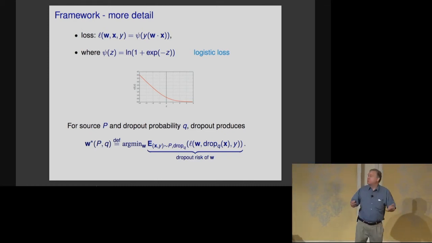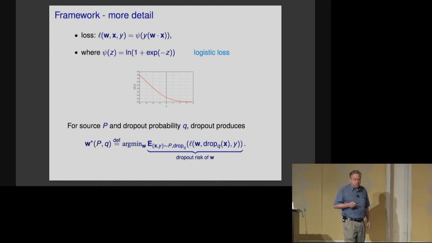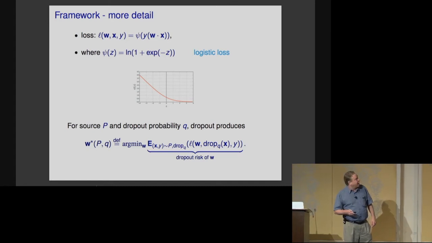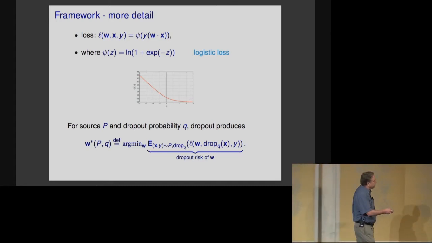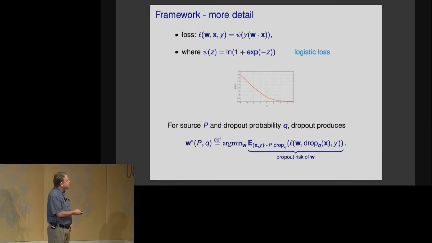So the loss proxy for classification we have is the logistic loss, and for a source P and dropout probability Q, dropout will produce a vector W star of P, Q, which will be the minimizing W for this dropout risk. And this dropout risk is an expectation over labeled examples drawn from distribution P, and an expectation over which things get dropped out, of the logistic loss of the W dot dropped-out X product with the label.